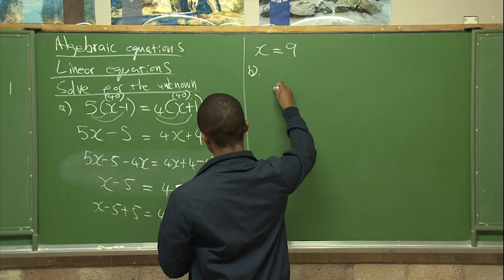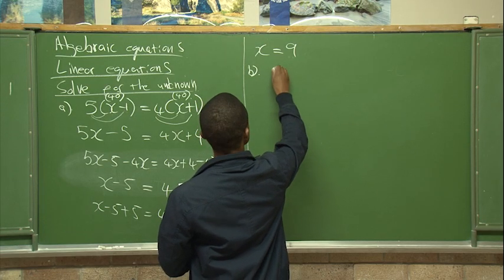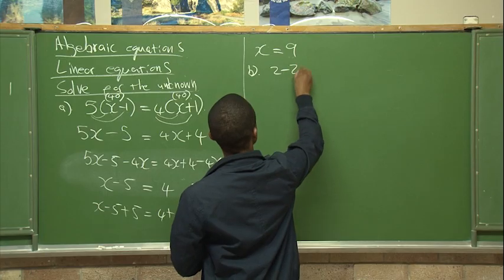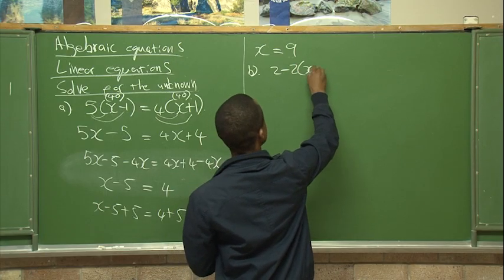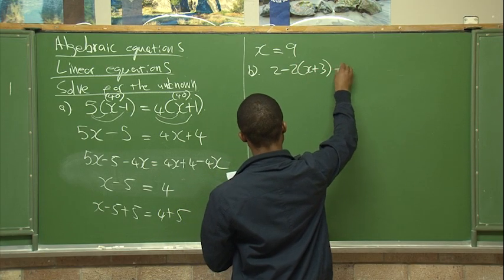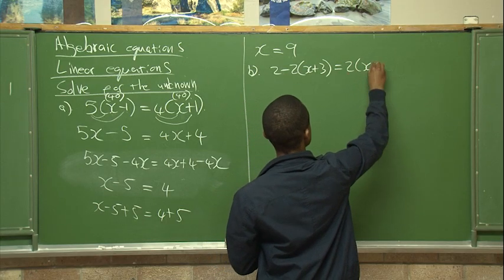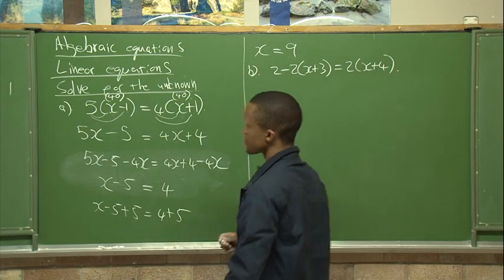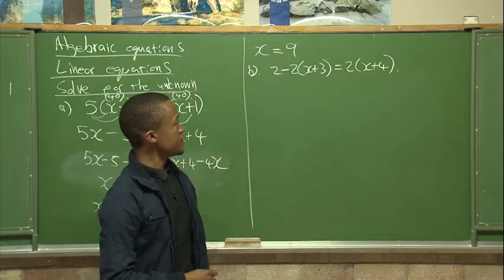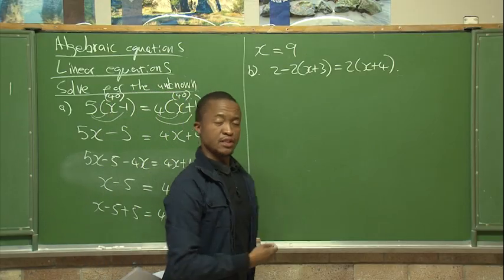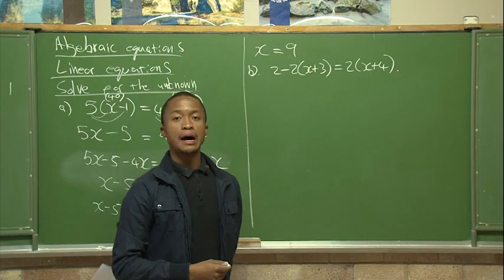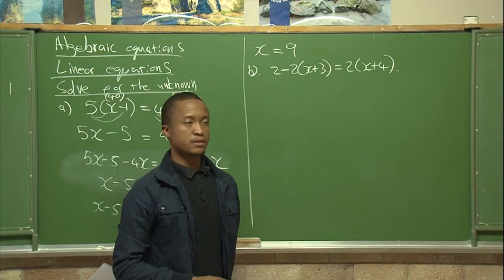We now have 2 minus 2 bracket of x plus 3 is equal to 2 bracket of x plus 4. So this is what we have. And the objective of this is to solve for the unknown, and the unknown is the value of x.